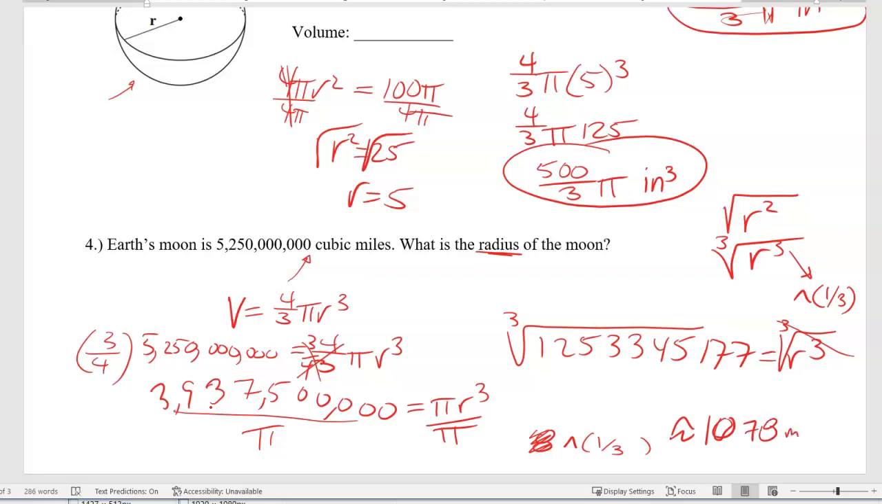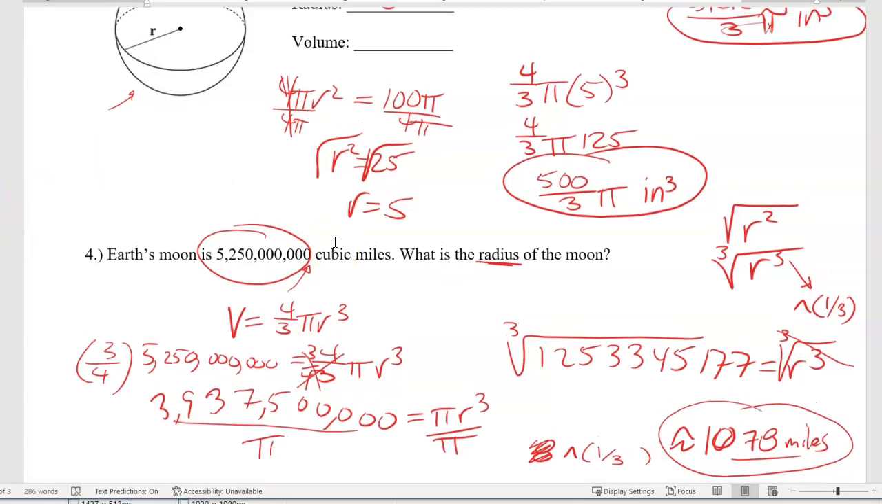1,078 miles. So these are actually the numbers that I got off of Google last night. That is the volume of the moon, and the moon is right around here when it comes to the radius. So just make sure you know how to undo cubing, because we'll actually be doing this in a lesson in just a little bit as well.